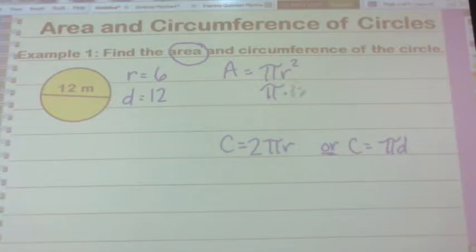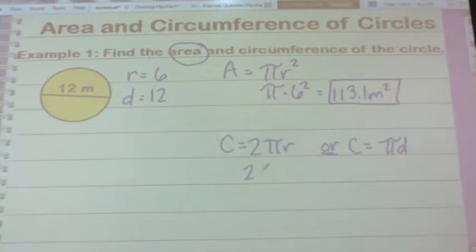The radius is 6, so we're going to square it. And we're going to round to the nearest tenth on these. So the area of this circle, pi times 6 squared, is 113.1 meters squared. When talking about the circumference of this circle, there's two formulas, and you will see that we'll get the same answer using both formulas.